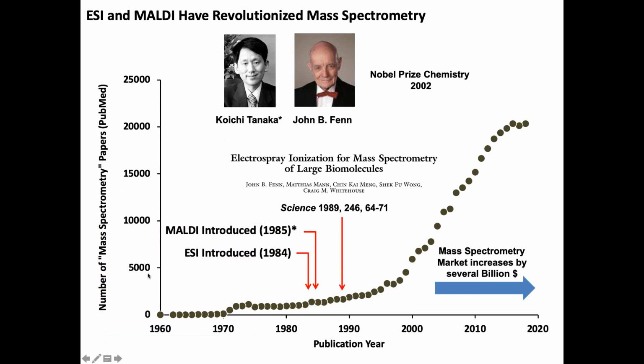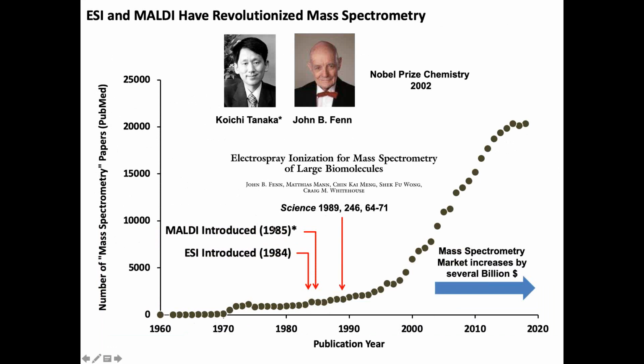If you look at the timeline, I'm plotting here the number of mass spectrometry papers in PubMed. If you just search mass spectrometry, plotted as a function of year, you can see that things were going okay in the 70s, 80s, and 90s, and then electrospray was really introduced in 1984, when they were looking at synthetic polymers, but then in 1989 is when everybody's attention was caught. It was like, whoa, they're ionizing intact proteins. And that was this Science paper in 1989.